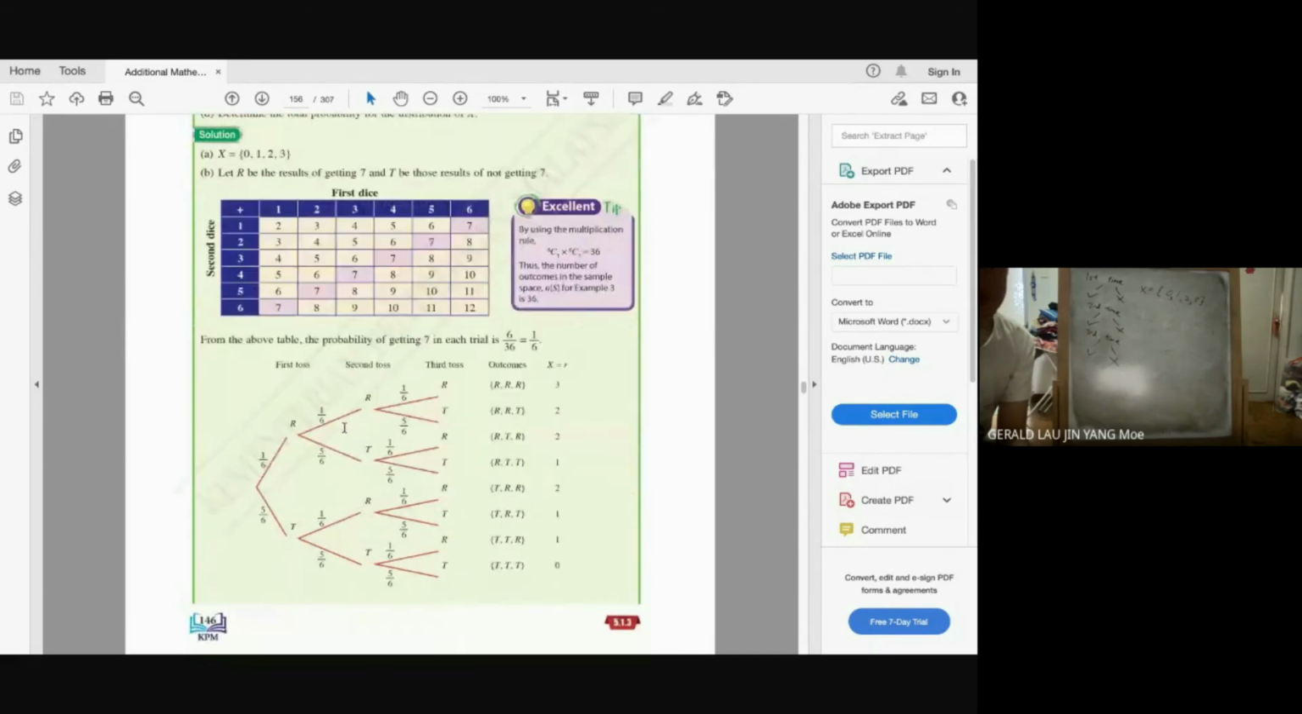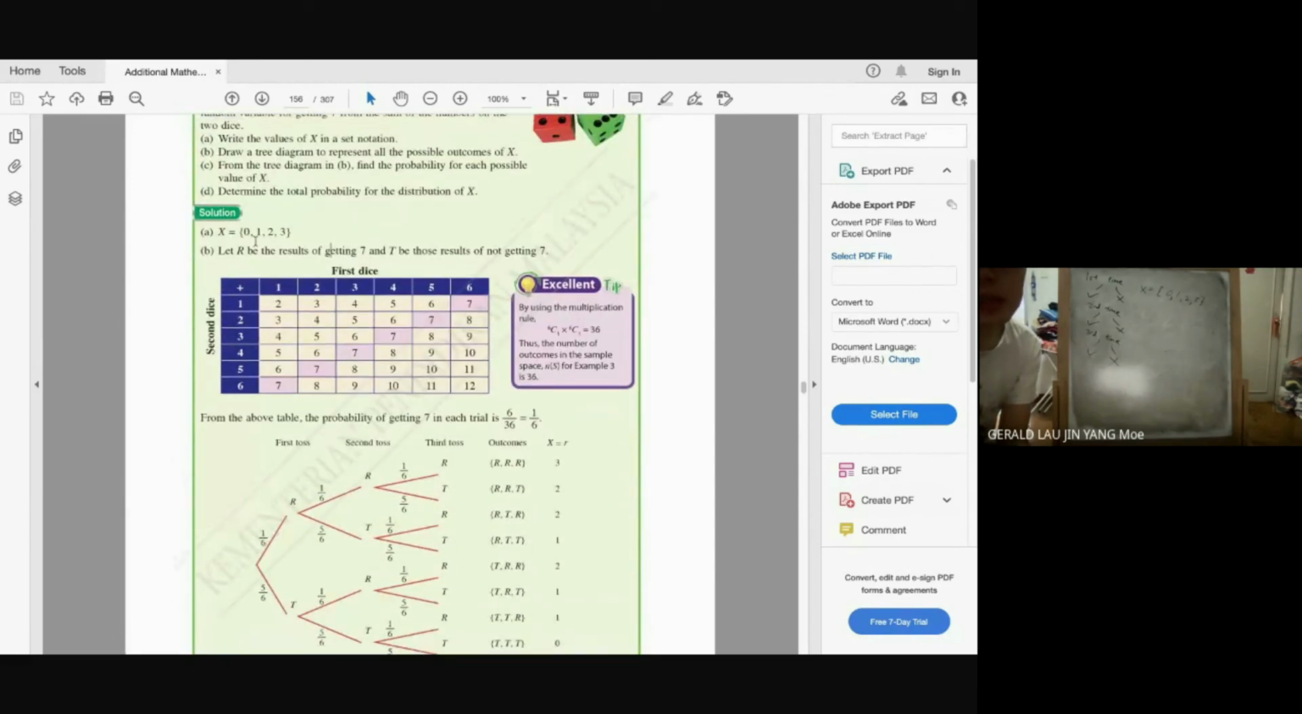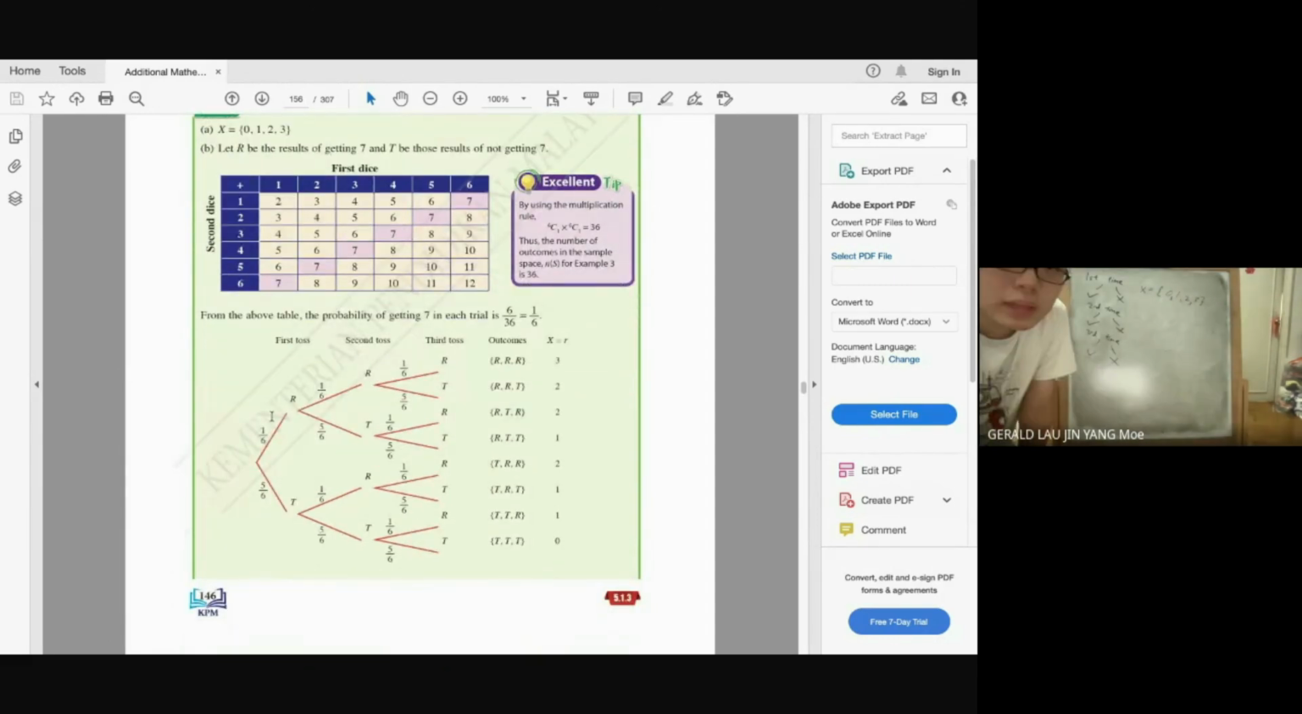So they ask you to draw a tree diagram. Okay, so R and T. What do R and T mean? Let R be the result of getting 7, and T is like R prime, not getting 7. So out of the 6, there's only 1 possibility of getting R. Okay, in your first toss, and then second toss, and then third toss. So your X equals to R is 3. You have 3 times you get the sum is 7. Okay. In this second branch, you have 2 times. This branch also 2 times. This branch 1 time, 2 time, 1 time, 1 time, 0 time.